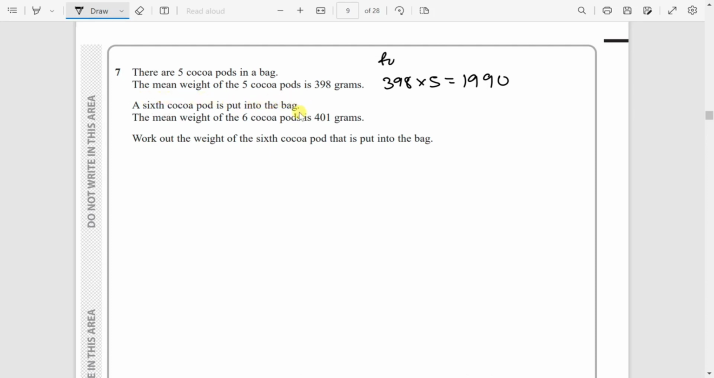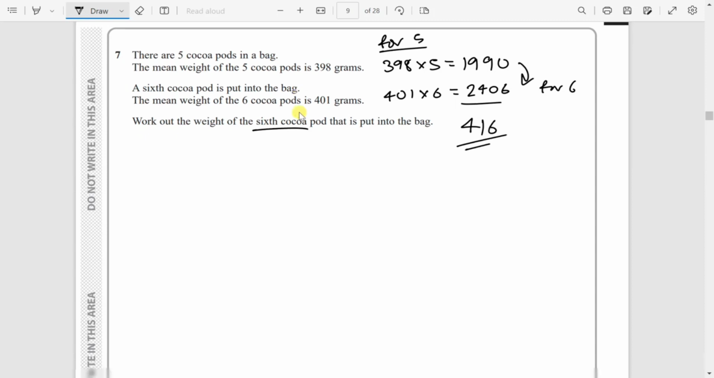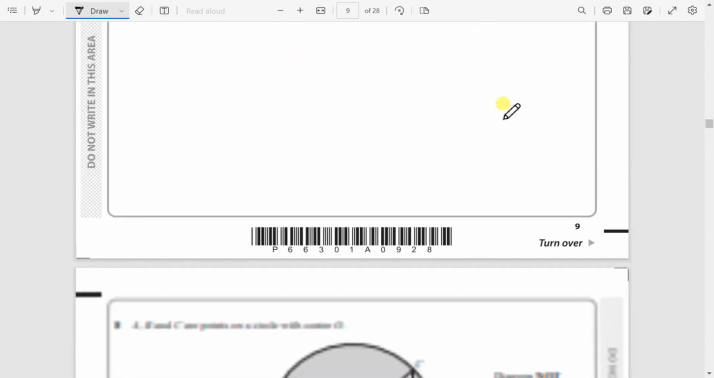Now, a 6th cocoa pod has been put into the bag. So this is for 5, yeah? The mean weight of the 6 cocoa pods is 401. Same thing applies. You can do 401 times 6 to get the total of 6 of them. If you do that, you get 2,406, meaning the difference between the 5th and the 6th can be calculated. Now work out the weight of the 6th cocoa pod. Well, we know the total for 6 here and the total for 5. Just find the difference of these two numbers. 2,406 minus 1,990, you should be left with 416. And that's what they want. 3 marks for that. Yeah, not bad.